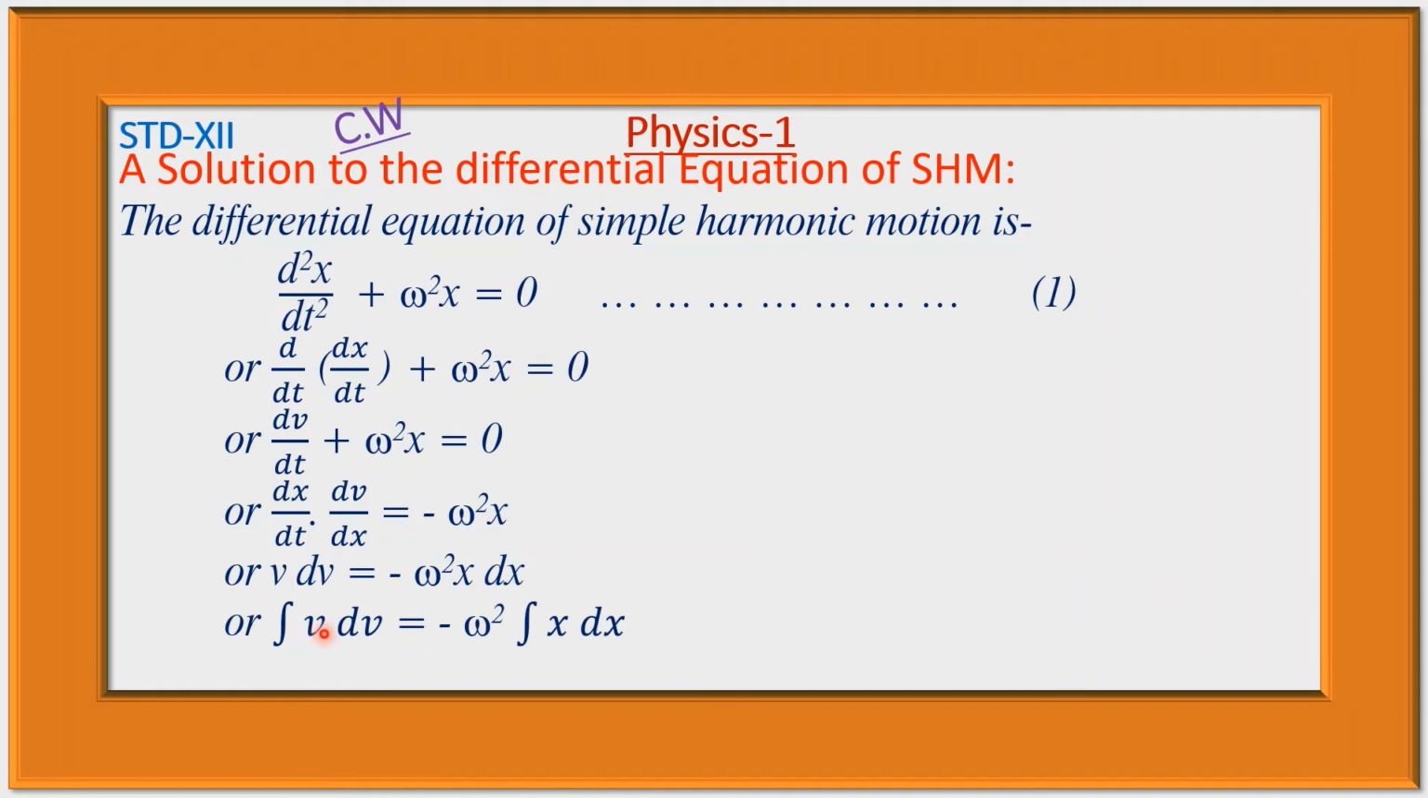By integrating on both sides, we can write integration v dv is equal to minus omega square integration x dx. Here omega is the angular frequency and this is constant, therefore it is outside the integration.